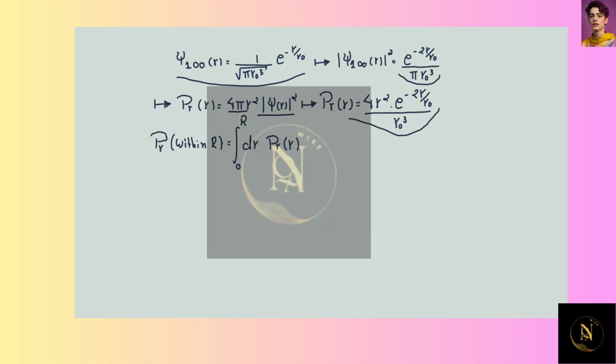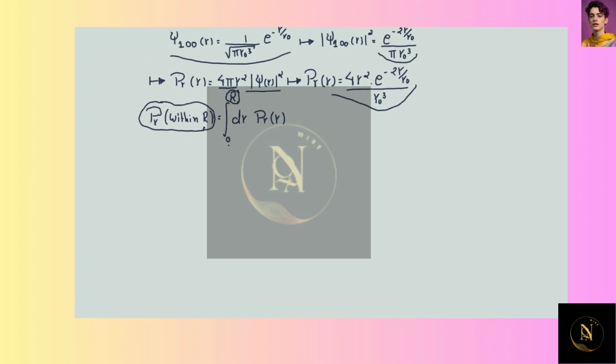Then the probability of finding the electron within a radius capital R is equal to the integral from 0 to capital R of the probability density dr. The question gives us several values for this probability and wants us to find the values of the radius. This is a fairly difficult question, and it begins as follows.